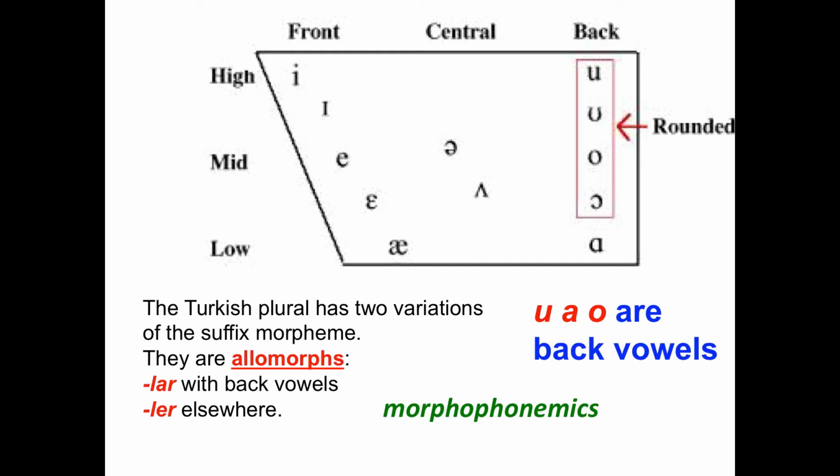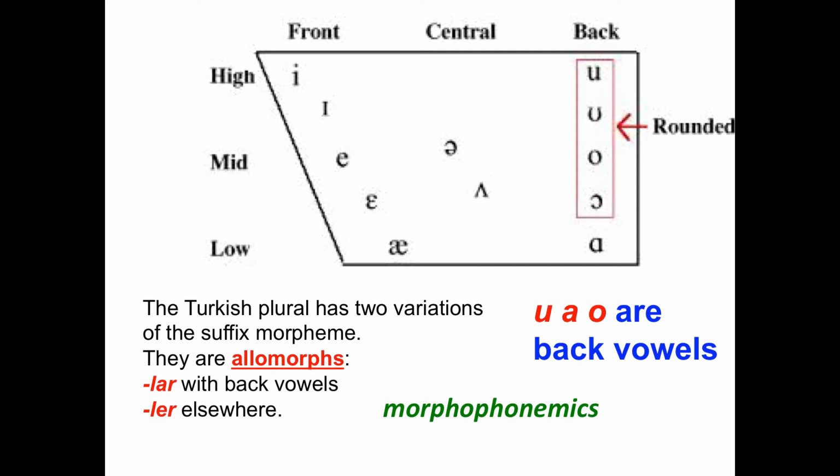Turkish plural has two variations of the suffix morpheme. So it's either lar or ler. These two are variations of one another, and they are called allomorphs. This probably reminds you of allophones. So two variations, but native speakers think it's the same thing, they lump them in together. So the rule goes like that. Lar is triggered by back vowels, u, a, o, and ler is triggered elsewhere.